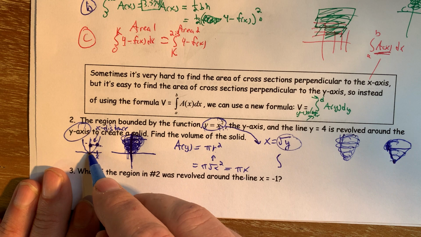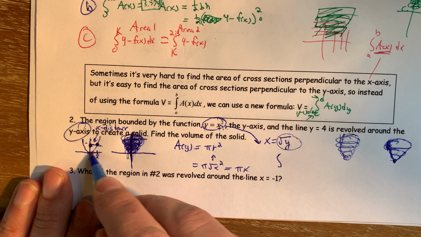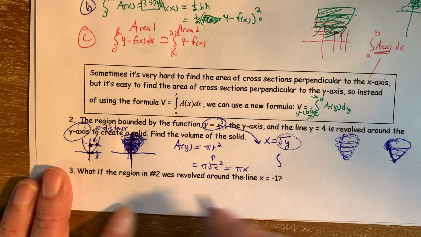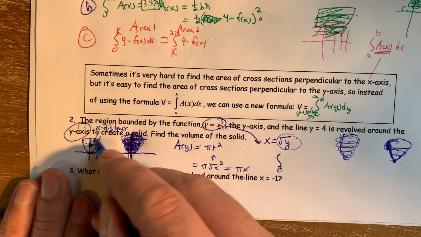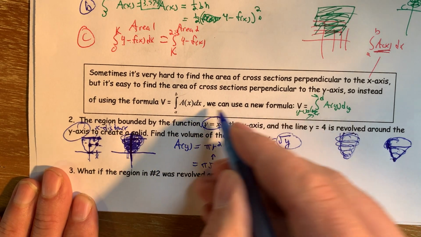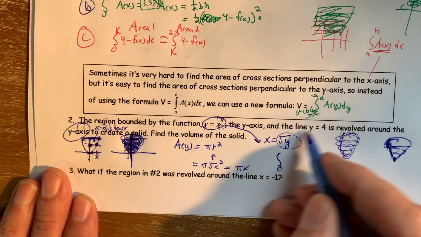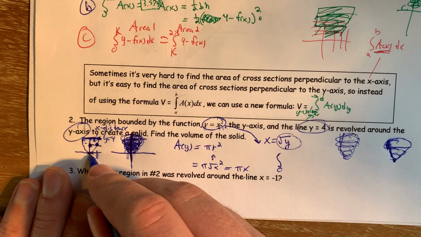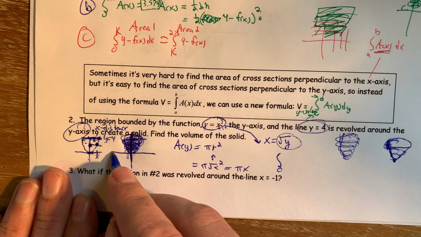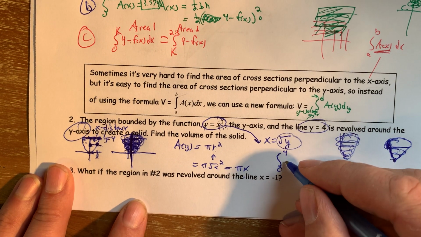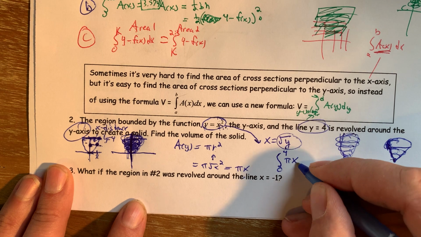It's not going to be an integral from here to here. It's going along the y-axis. So the lowest y value here is clearly 0, and the highest y value is going to be whenever this region ends. And it told us it was at y equals 4. So y equals 4 is the top y. So we're going from bottom to top instead of from left to right when we're doing these integrals. So it's from 0 to 4, and it's the integral of pi times x.